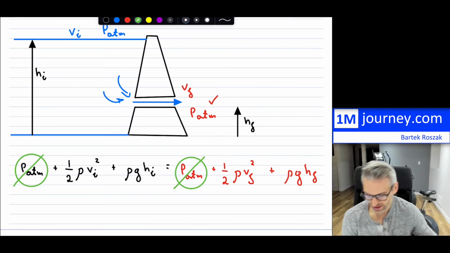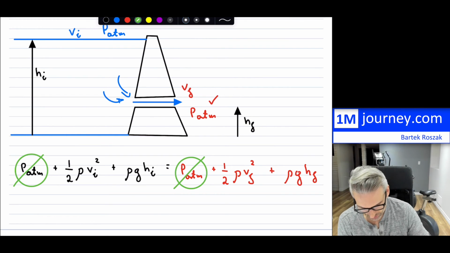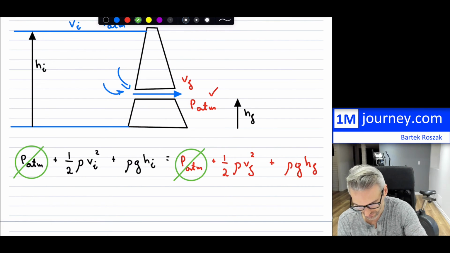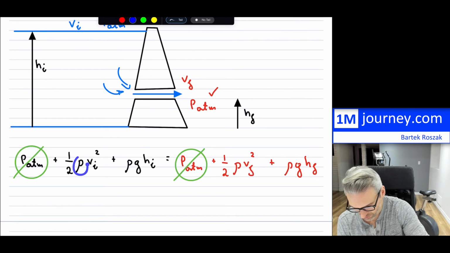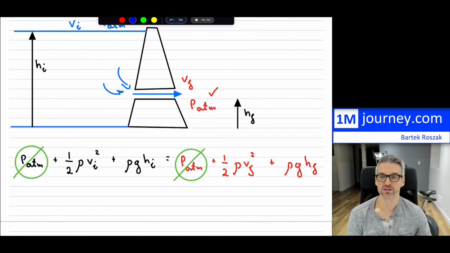Because if you bring it to the left-hand side or the right-hand side, then P atmospheric minus P atmospheric is just going to be 0. So that is all gone, and we don't have that anymore. Now, once you do that, something else very interesting happens. Notice that all of a sudden, I have density in every single term once that pressure term is gone.